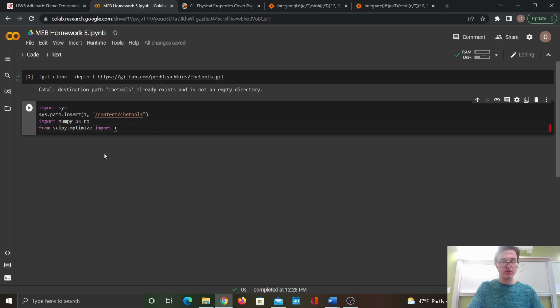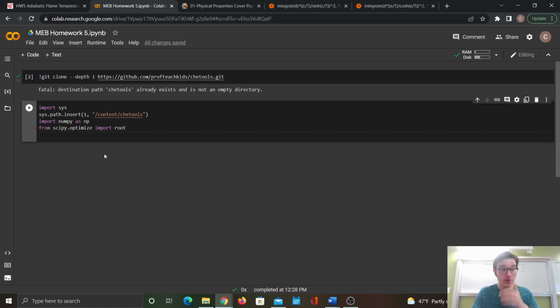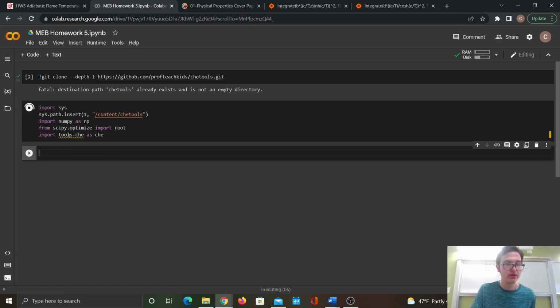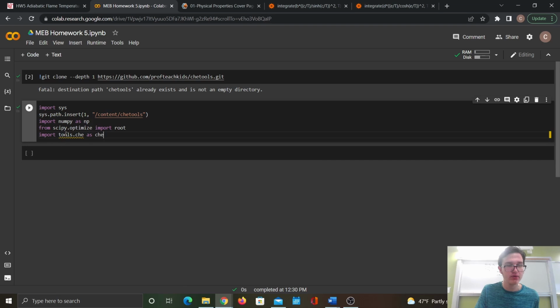We want root for later so we can actually take our equations and find, specifically our matrices, and find the temperature at the very, very end. We also want to import tools.che as che. If I hit Shift Enter, that should work. Good. I don't know why this is giving me a yellow. Should be fine.